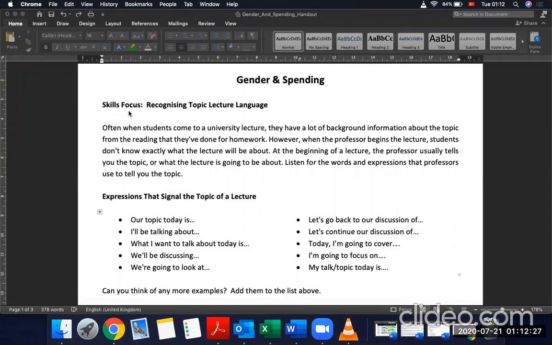Skills focus is recognizing topic lecture language. Often when students come to a university lecture, they have a lot of background information about the topic from the reading that they have done for homework. However, when the professor begins the lecture, students don't know exactly what the lecture will be about. At the beginning of a lecture, the professor usually tells you the topic or what the lecture is going to be about. Listen to the words and expressions that professors use to tell you the topic.